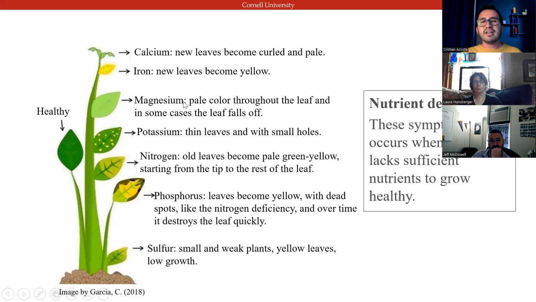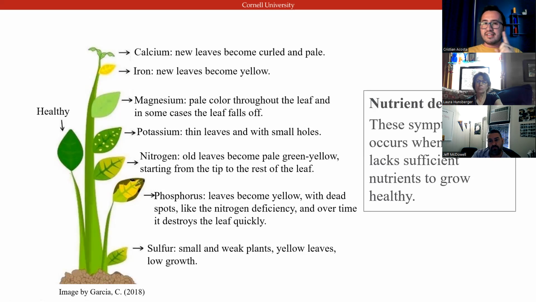When it's magnesium, it's this kind of leaves that we see that are almost white. They start with a greenish, creamy color, almost white leaves, and sometimes they just fall off the plant. In this case, we need to apply magnesium. When it's potassium, the leaves are thinner than normal, and they have some little holes over the leaf.